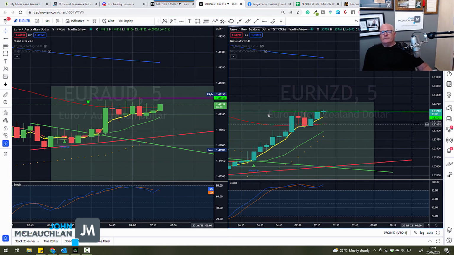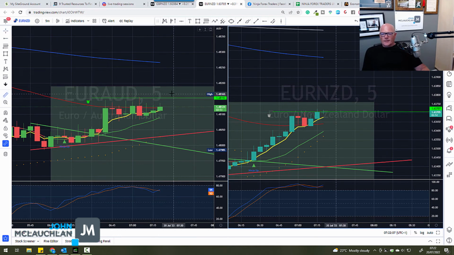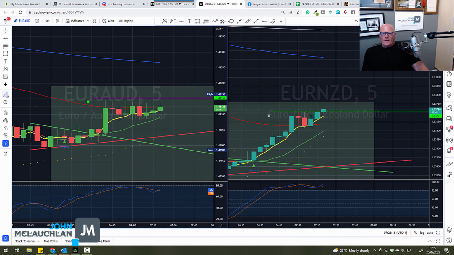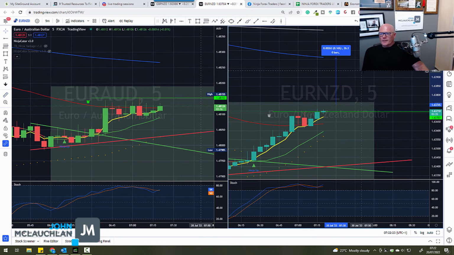So Euro Australian price may well do the same sort of thing. Get to here, bounce around a little bit, but even if it gets to this area here, do we have enough left? So we've only got 9 pips left for that one. For the Euro New Zealand, we've got 26 pips, so we've got a bit more to play with. And Euro New Zealand, I'm saying the spread is 3 pips.